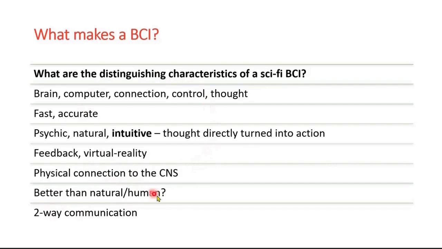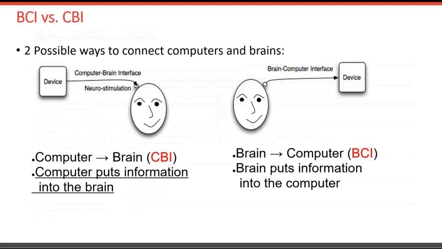Another thing is that it is better than natural or human. So that's the question. All of these characteristics of science fiction BCI, brain-computer interface, is it better than natural human interaction? Is two-way communication possible between computers and the brain? So we can have two different settings here. The first is brain-computer interface versus computer-brain interface.